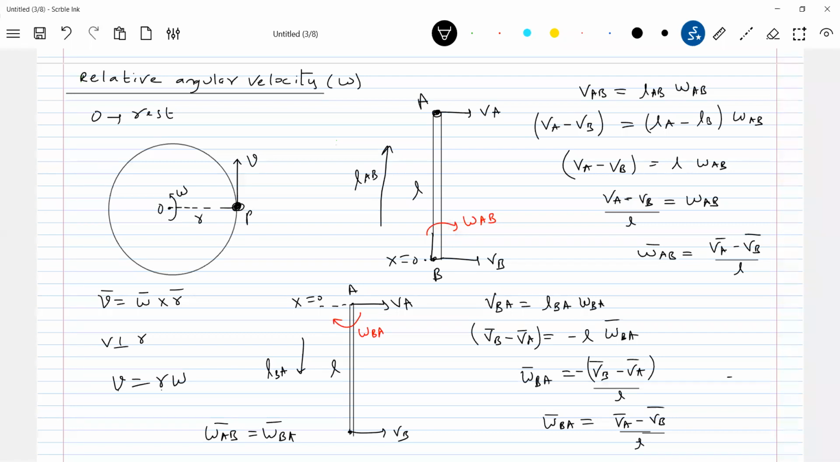Sir, instead of the sense of rotation, could you just tell me which direction omega will be? Omega will be out of the plane. So here into the plane, here into the plane. That's only the sense of rotation I'm telling. So omega will be, directly you go for it: curl fingers in the direction of that arrow, then the thumb will point into the plane. So omega will be into the plane in both the cases. So the direction is the same, no?